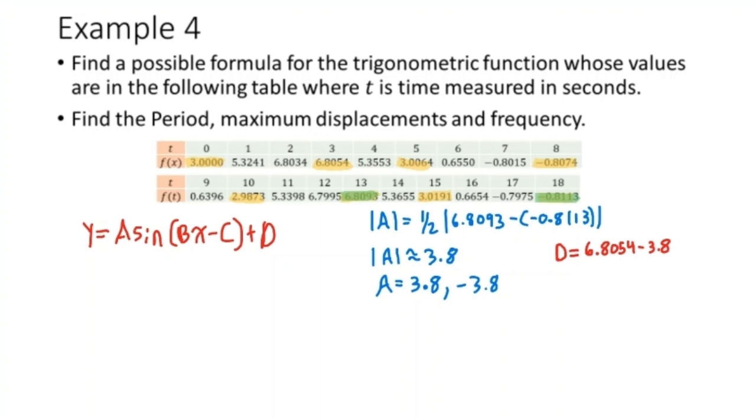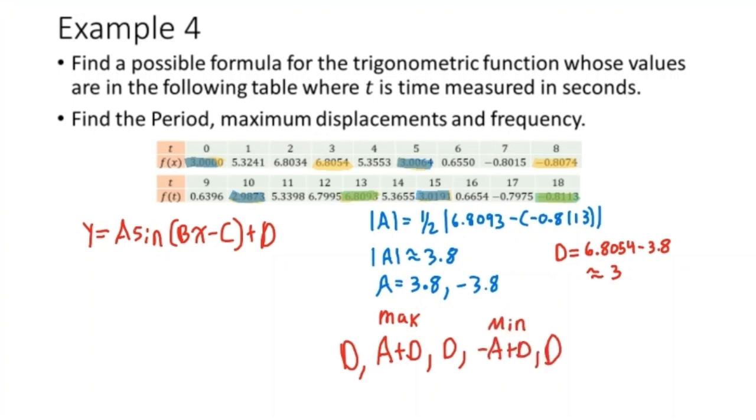So here, if we subtract 3.8 from 6.8054, we get approximately 3, which is pretty close to what we see for values in between our maximum and minimum value, which I'll highlight in blue. So if we take a look at the pattern of what I've highlighted, we're starting off at a value of d, which is around 3. Then we go to a plus d, which here we can tell is a maximum. Then continuing the pattern, d, negative a plus d, which is a minimum, and then d again.